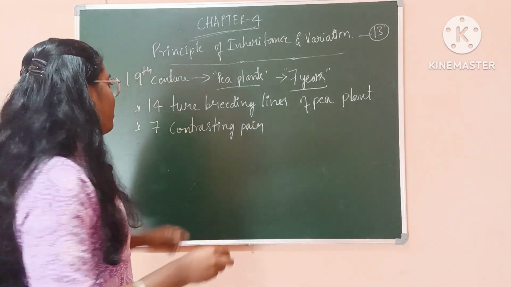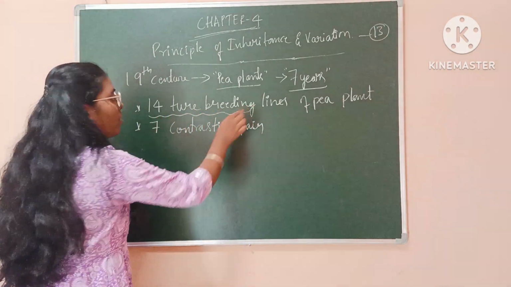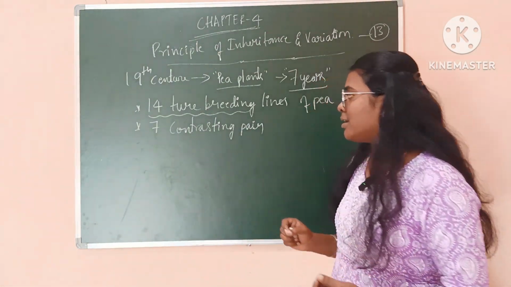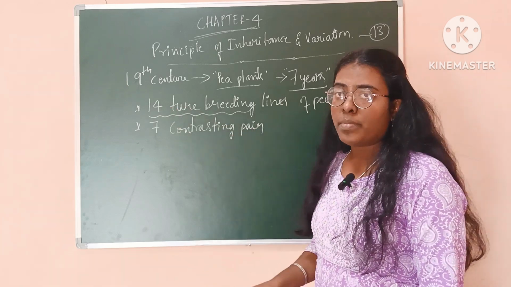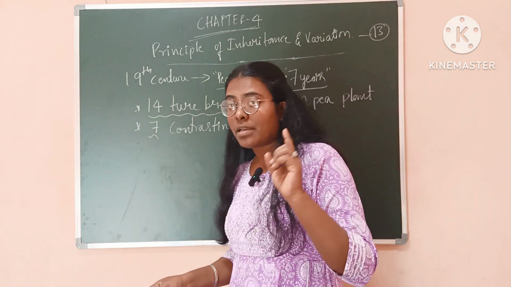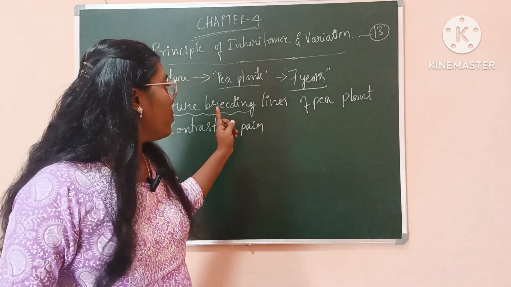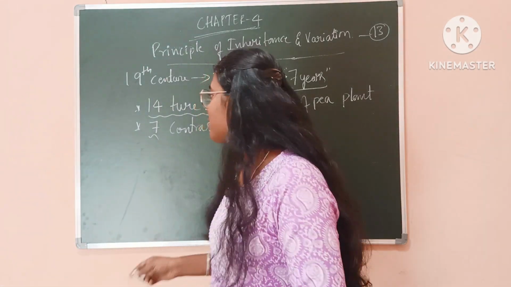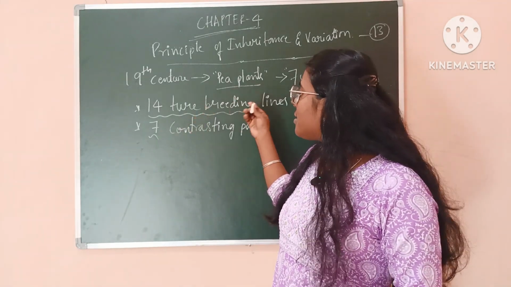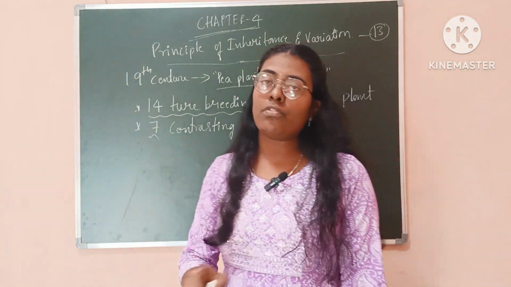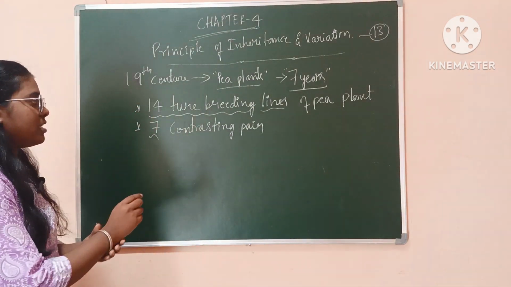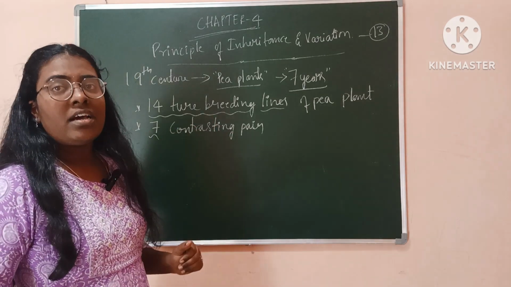This is a very important question for your MCQ. If they ask how many true breeding lines were selected by Mendel, the answer is 14. But many students will select 7. This is wrong. There are 7 contrasting pairs, but 14 true breeding lines. If they ask about contrasting pairs or contrasting characters, that is 7. But if they ask about true breeding lines, it is 14. Don't forget while answering MCQs. He considered 7 contrasting pairs for his studies.